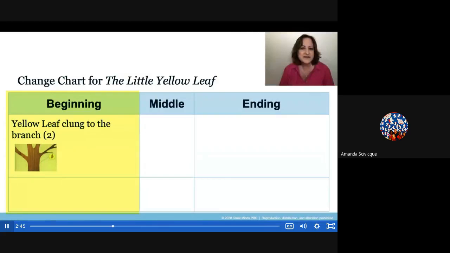In the beginning of the story, the little yellow leaf clung to the branch. Remember, clung means to hold on tight. Can you show me what that would look like again?